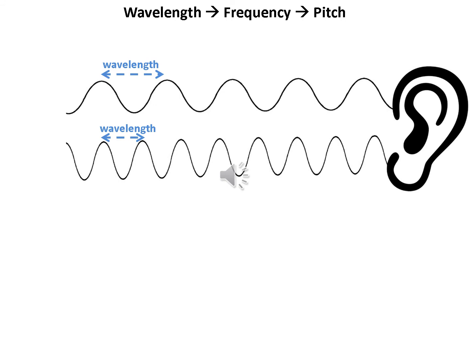And just looking at the two waves on this slide, you can see that the bottom wave is going to hit more times per second than the top wave. So it is going to have a higher frequency, and the wave on top is going to have a lower frequency.